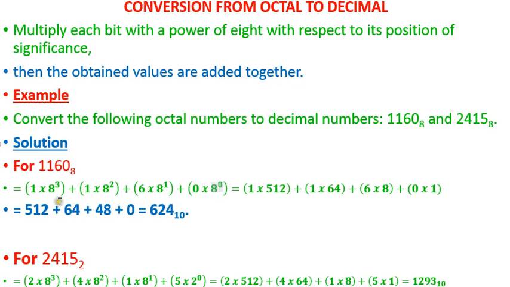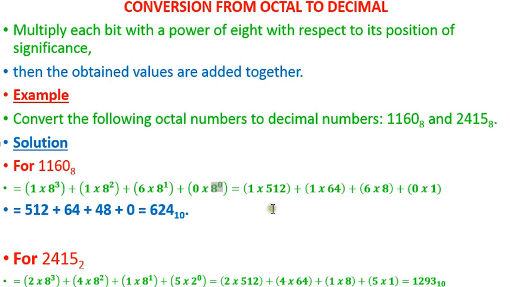So now you start by saying this 8 raised to power 3 means 8 times 8 times 8. If you use your calculator, it will give you exactly 512. The next one, 8 raised to power 2, 8 times 8, will give you 64. The next one, 8 raised to power 1, will give you 8, and 8 raised to power 0 will give you 1, because any number raised to power 0 is supposed to be 1.